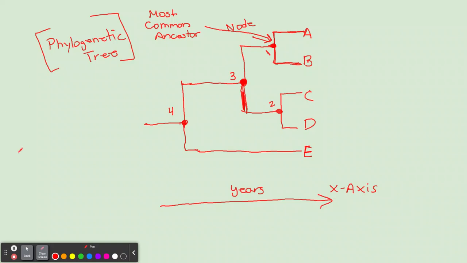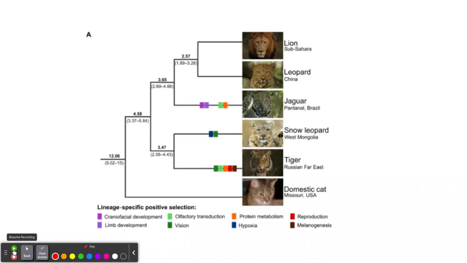Let's look at cats. We talked about them before. All right, so here's the cats creating a phylogenetic tree, and here you can see the years too. So again, the years go from left to right, right? And so over here we have a node. That's a node right there. Where else do you see a node? We see a node here. So let's look at the nodes in red. So this node would be a common ancestor between the lion and the leopard. And it looks like about 2.57 million years ago, roughly.